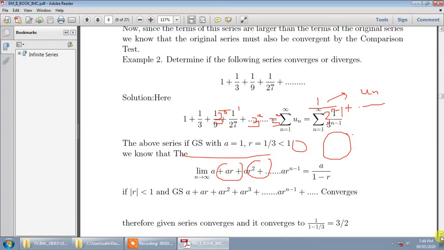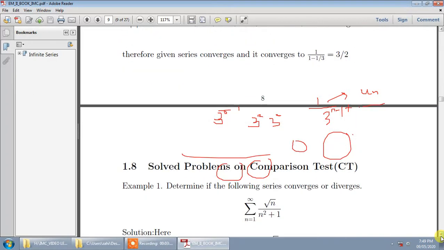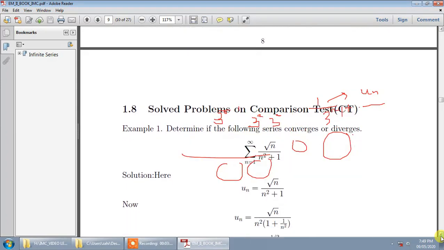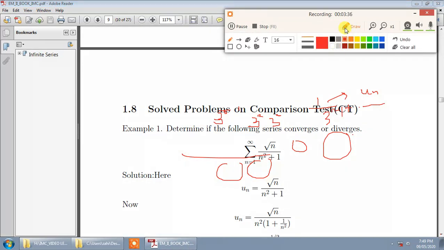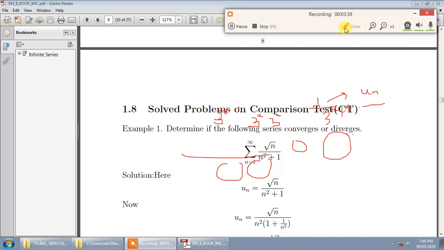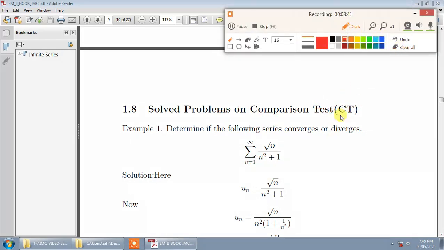Now let us have the problems based on the comparison test. What is the comparison test? Here you are supposed to choose or generate two series so that if you take the limit as n tends to infinity of the ratio of the nth term of the first series to the nth term of the second series, that ratio should be finite and non-zero. If that happens, then the two series converge or diverge together.